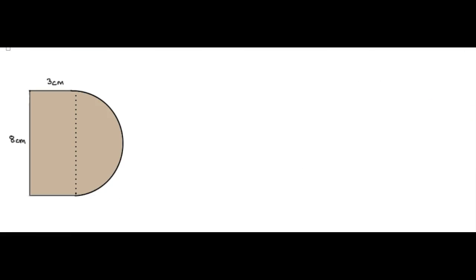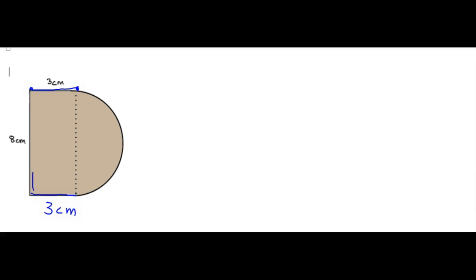All right, so this next example is a little trickier. I'm going to break it down into the pieces that I need if I'm trying to find the distance around. So I can see that the distance from here to here is 3 centimeters. And it's a reasonable guess to say that this bottom part right here is also 3 centimeters. So I'm going to go ahead and write that in.